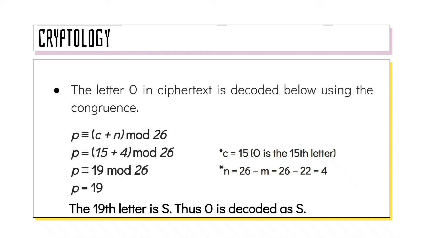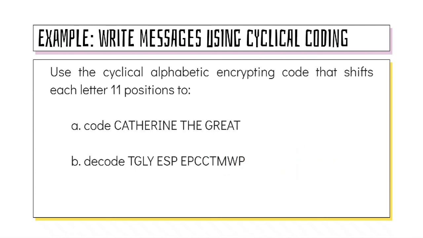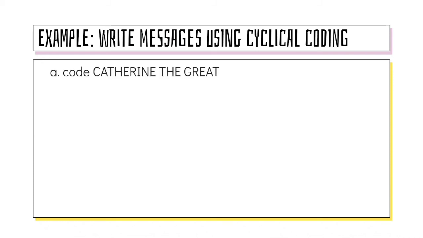Okay. I hope you all understand it, class. We have here another example. Use the cyclical alphabetic encrypting code that shifts each letter 11 positions. To code Catherine the Great and decode this: TGLY ASP EPP EPCC TMWP. First, let's solve this letter by letter. Code Catherine the Great.